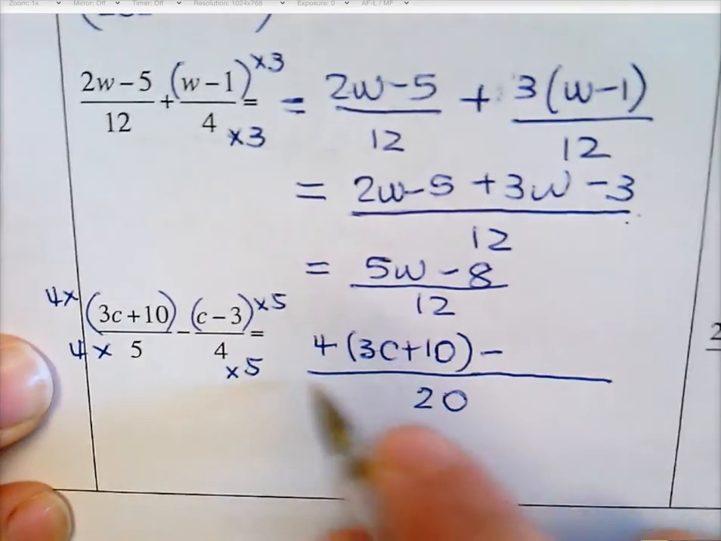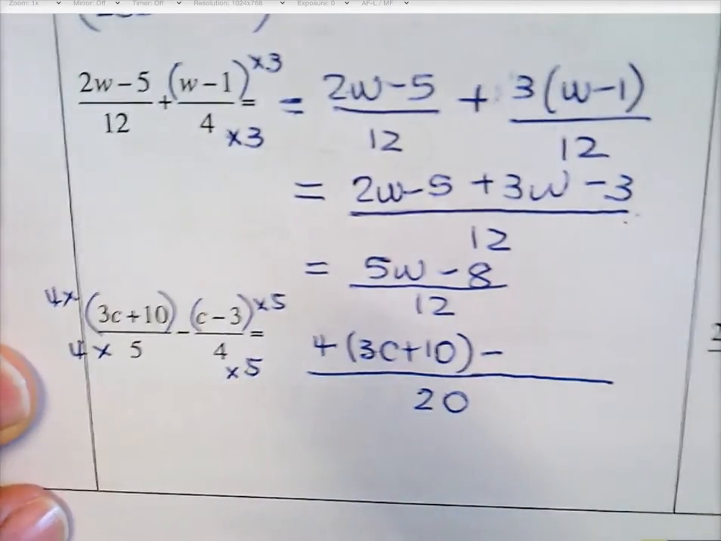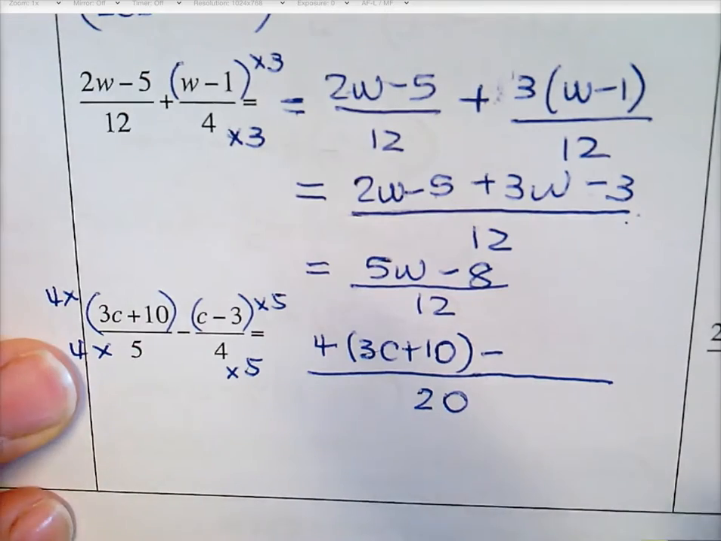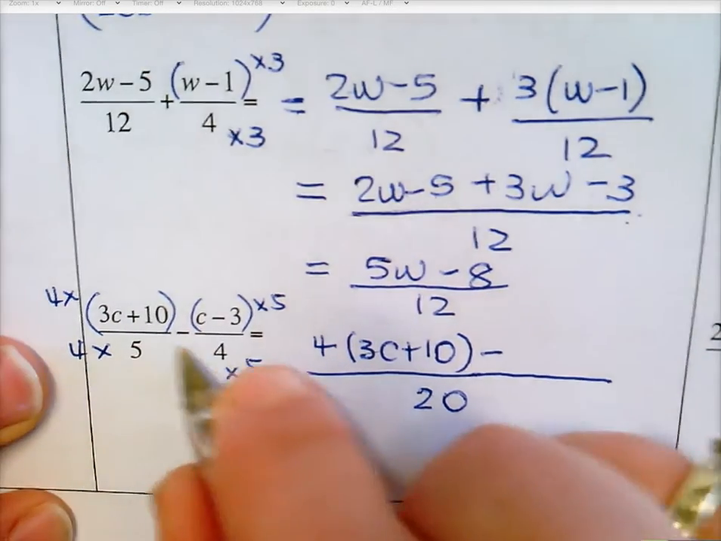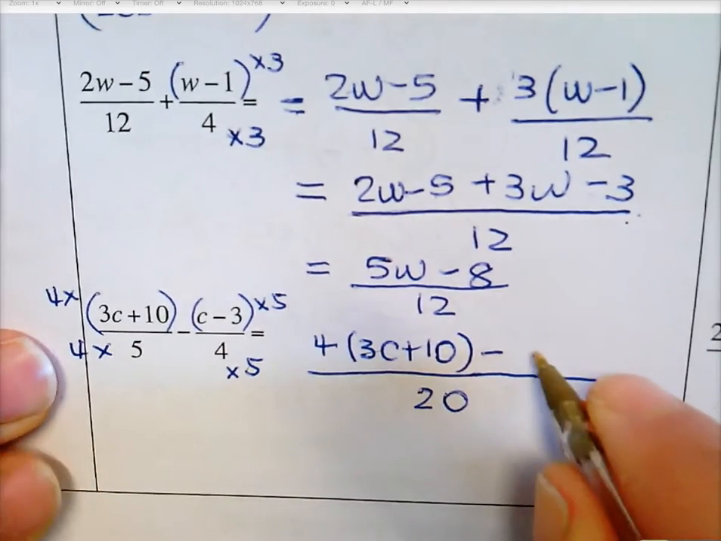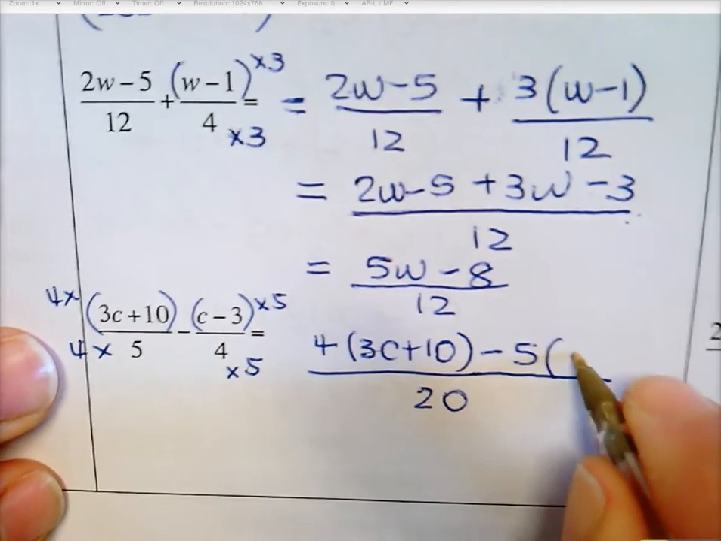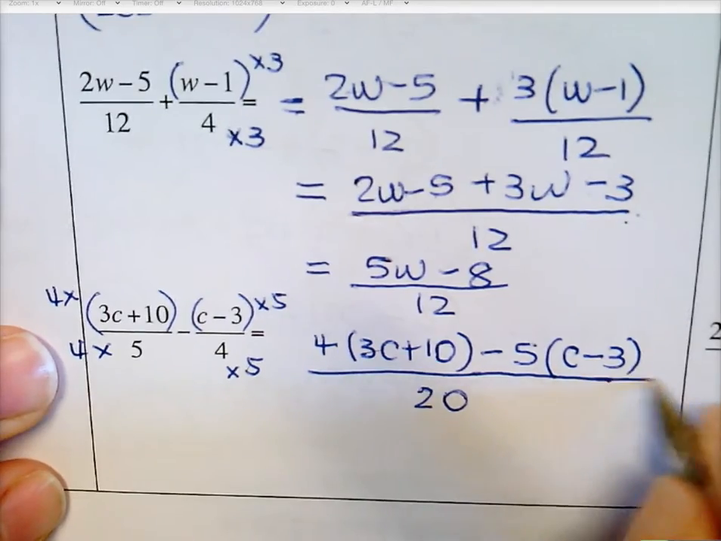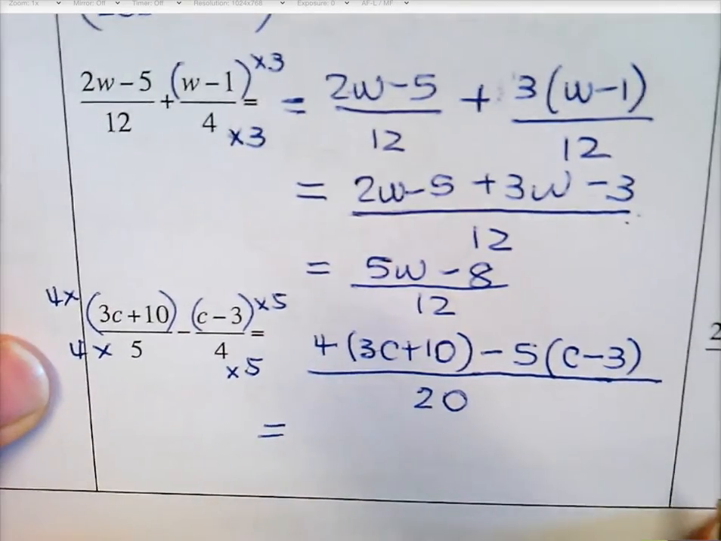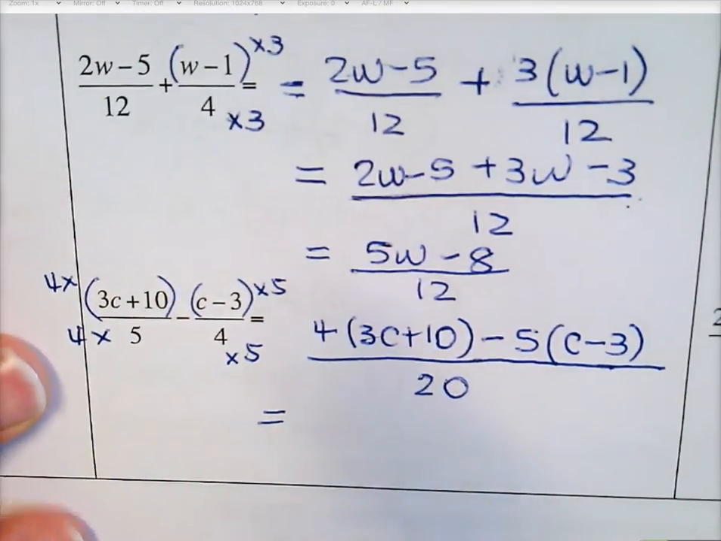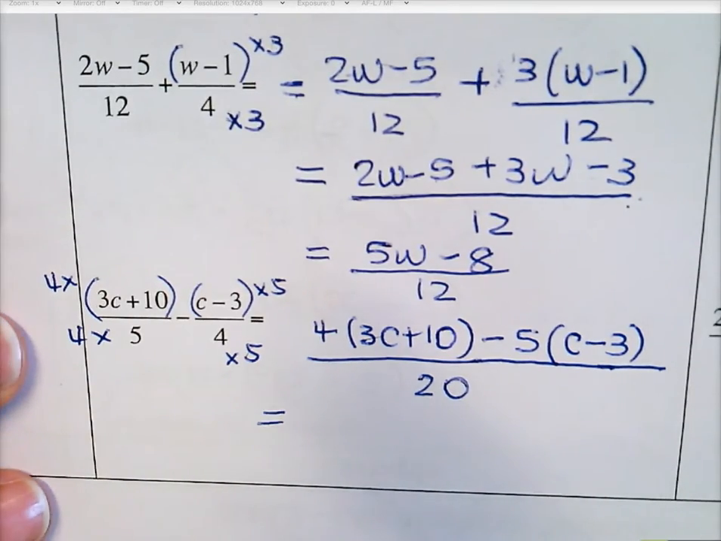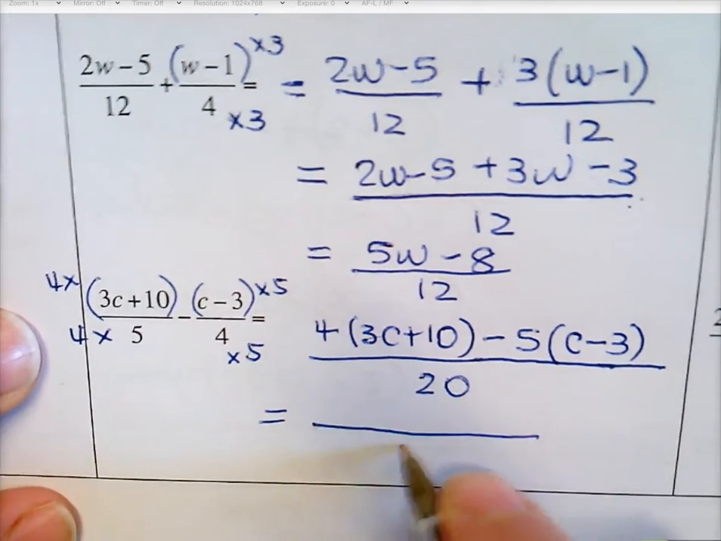Both denominators are 20. Make one fraction. Makes your life a lot easier, believe me. What are you going to do now? Where am I going to put that 5? So I put the minus. What do I write next? 5 bracket c minus 3. We've got one denominator because once the denominators are the same, do one denominator. It's much easier. Now we need to expand this numerator.